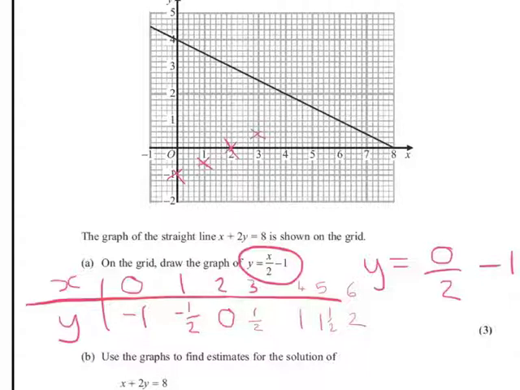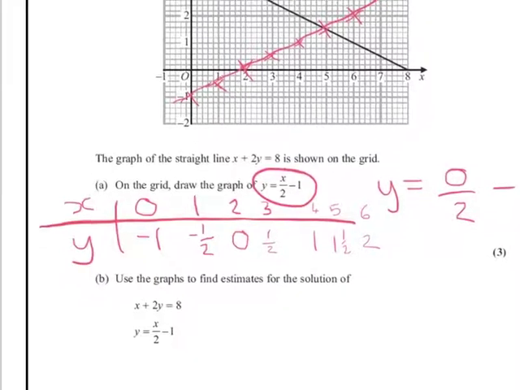(4, 1). (5, 1.5), just crossing that line there. And (6, 2). Like I say, we can see that these are all going in a straight line. So we just need to try and join them up with a straight line as well. Again, due to the technology I'm using, that's not so easy to do, but there's a straight line that's approximately going through those points.